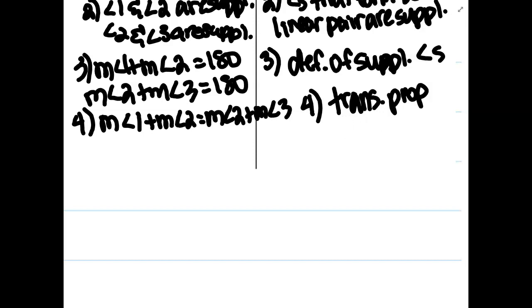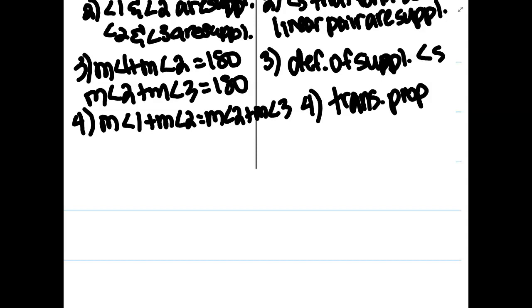Now the transitive property in your flip book says if A equals B and B equals C, then A equals C. You just reword it a little bit, and it would say if A equals B and C equals B, then A and C equal the same thing. You just flip one of those around. They equal each other, so you can read it either way.